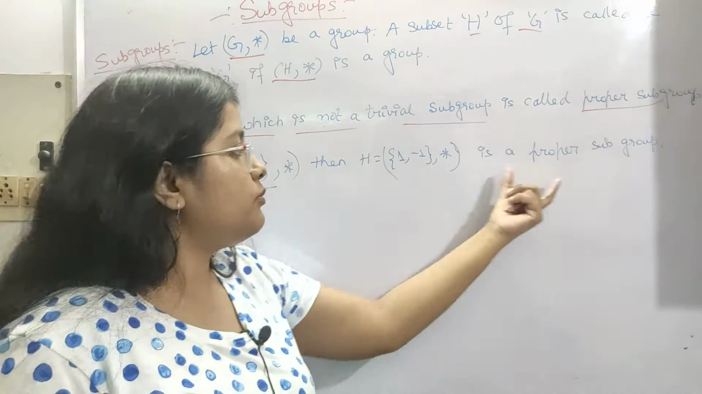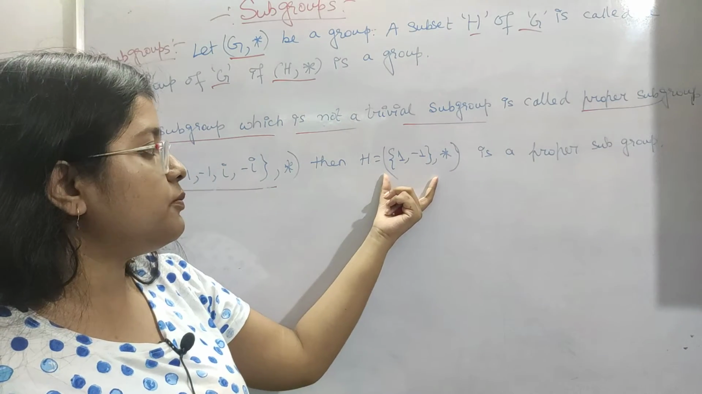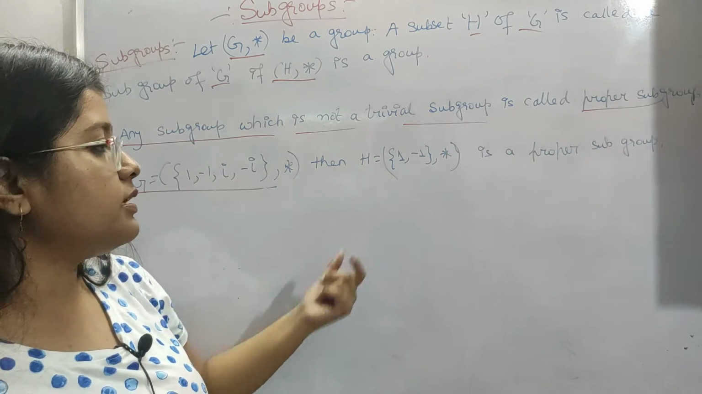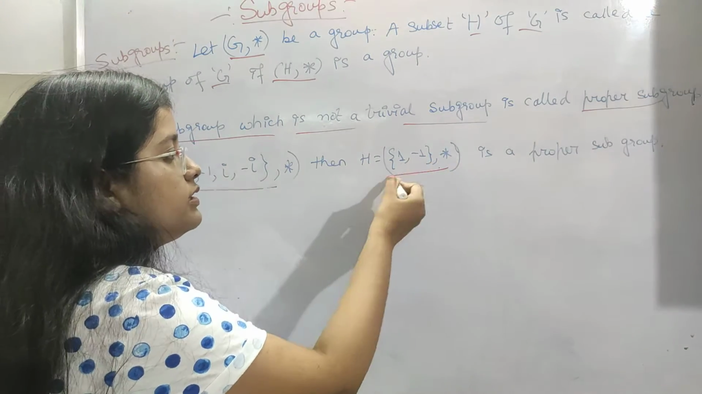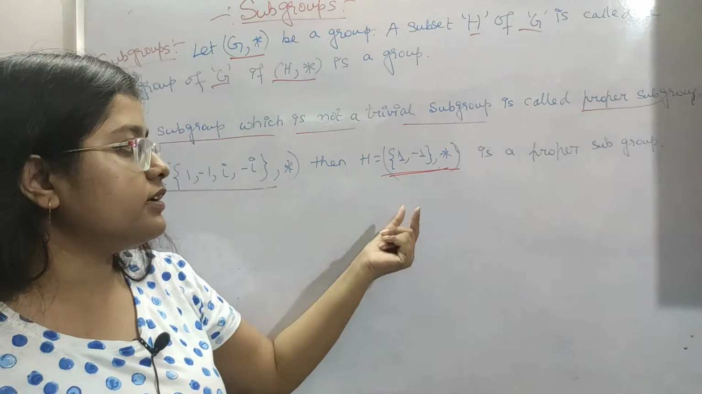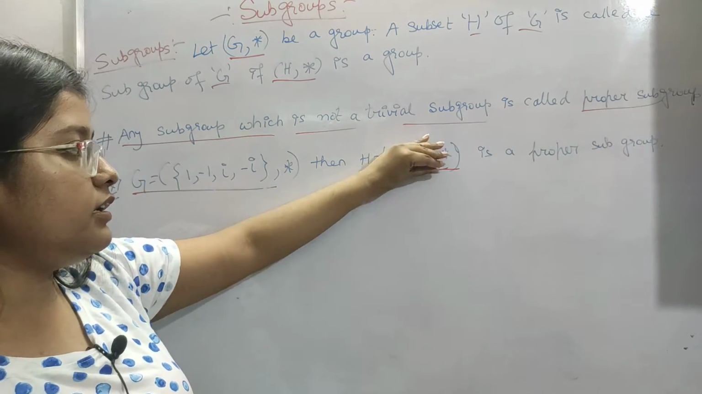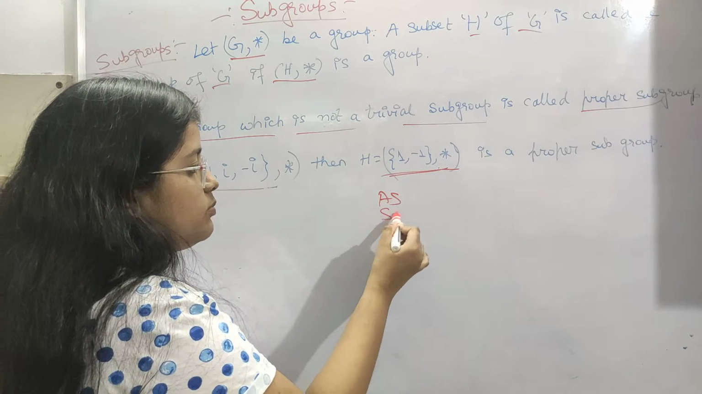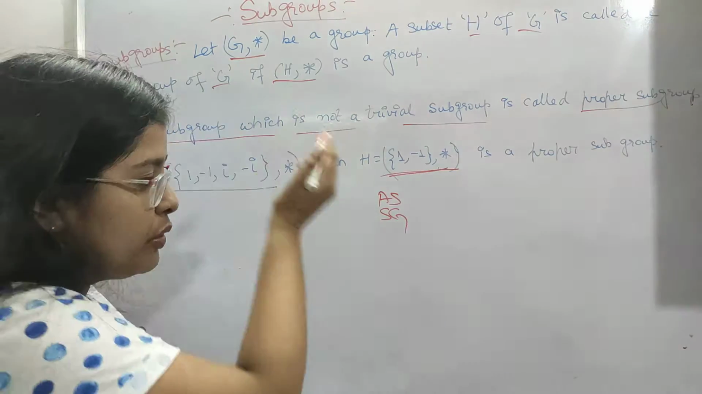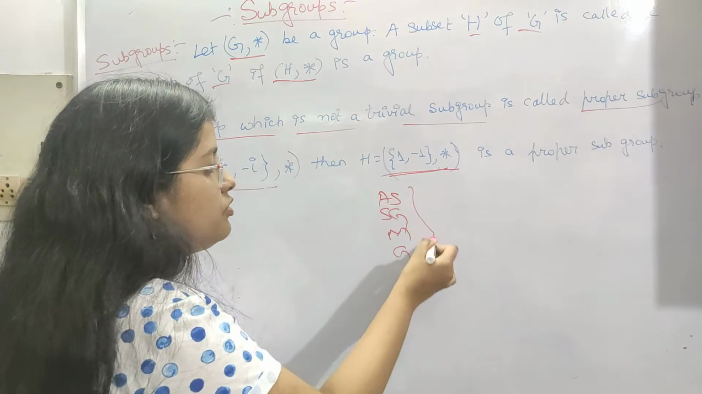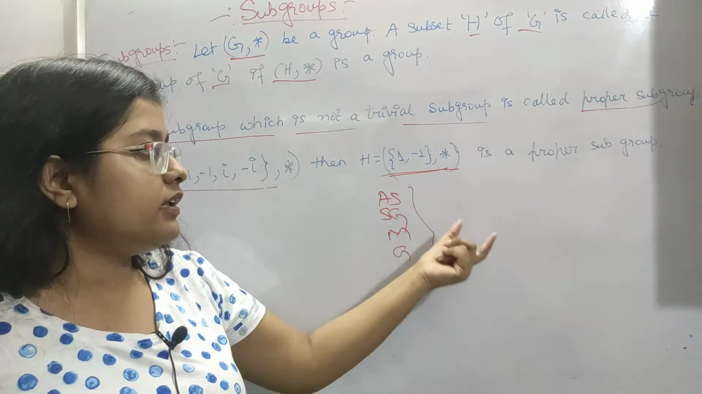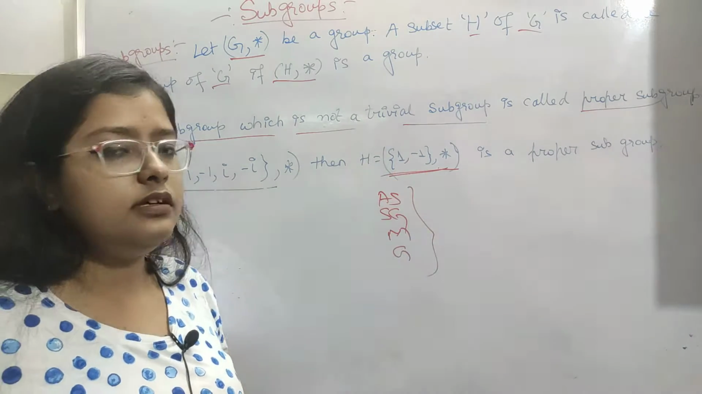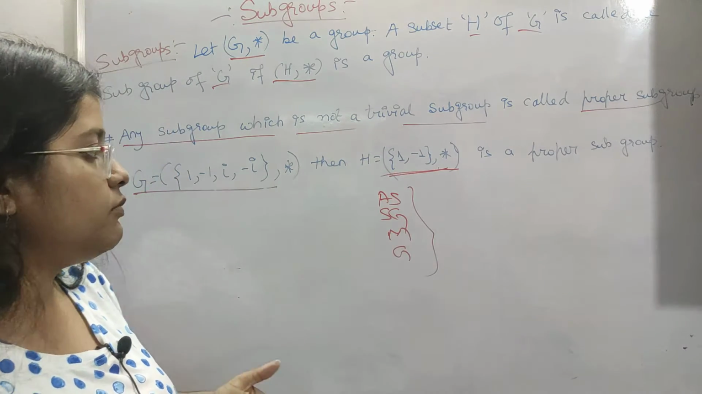Then H is a proper subgroup. The trivial ones are excluded, and here it is a proper subgroup. So if you check, this is a group. If you check all the things, the algebraic structure, then semigroup, then monoid, then group, it will come out as a group, and hence H is a subset of G. This is a subgroup. Okay, proper subgroup.